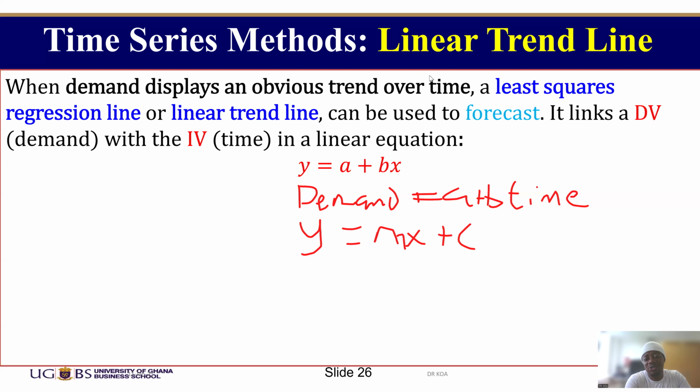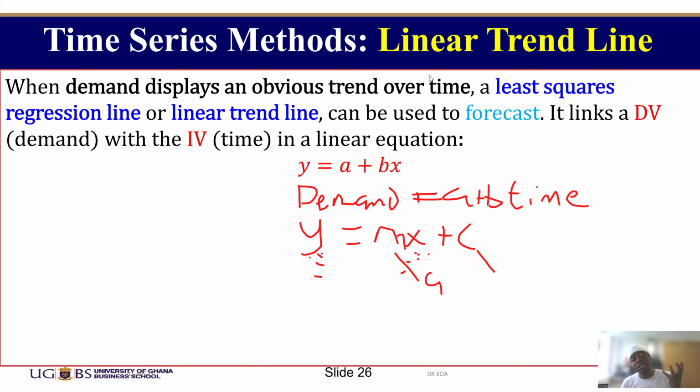Okay. And then we used to say that the m is a gradient or the slope, and the c is the intercept. And then the goal is that you know the values of y and x. And so now you should be able to generate c and m out of it. So this is basically a linear trend.